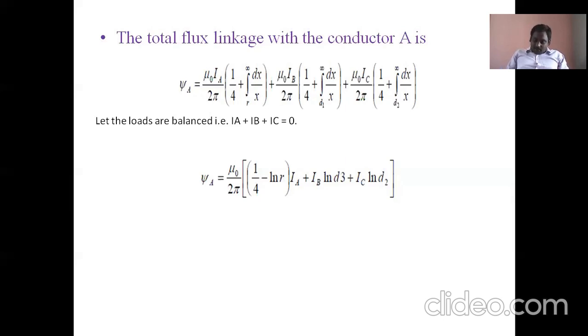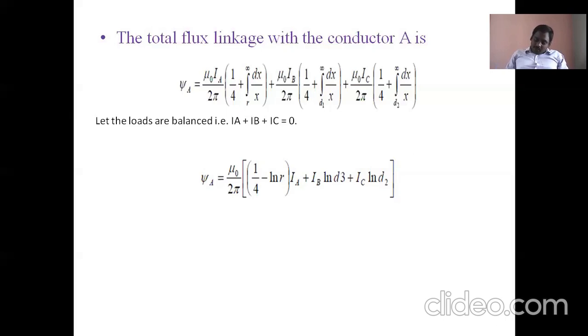So then further simplification: mu naught Ia by 2 pi [1 by 4 plus natural logarithm of infinity minus natural logarithm of R] plus mu naught Ib by 2 pi [1 by 4 plus natural logarithm of infinity minus natural logarithm of d1] plus mu naught Ic by 2 pi [1 by 4 plus natural logarithm of infinity minus natural logarithm of d2].